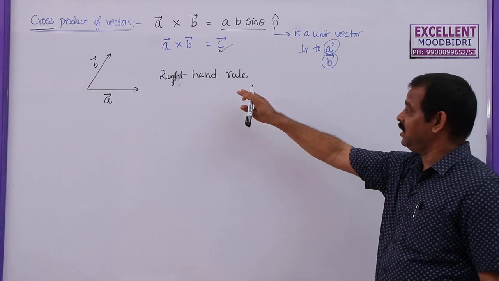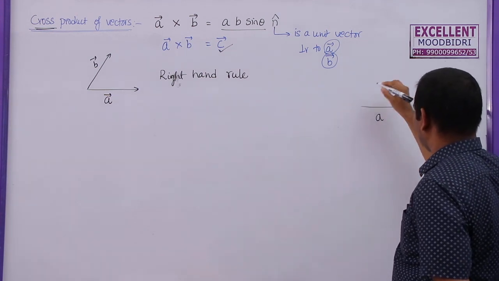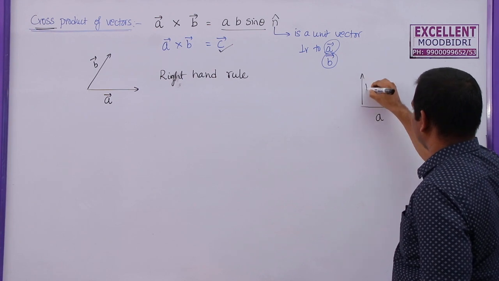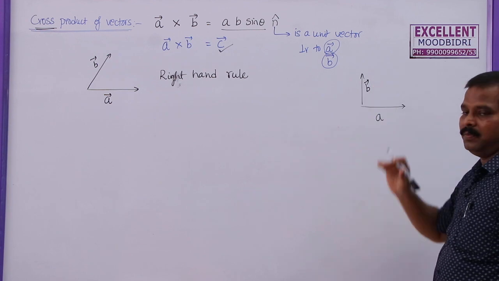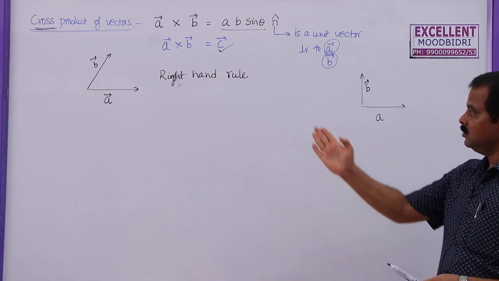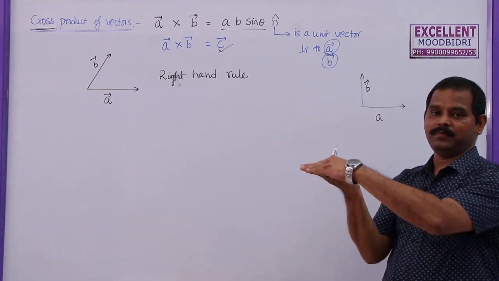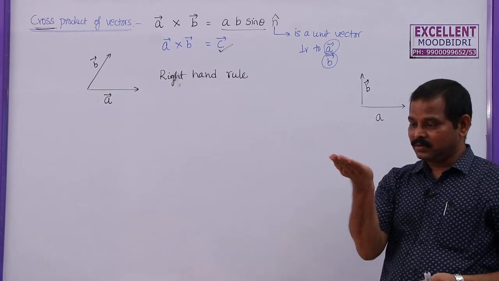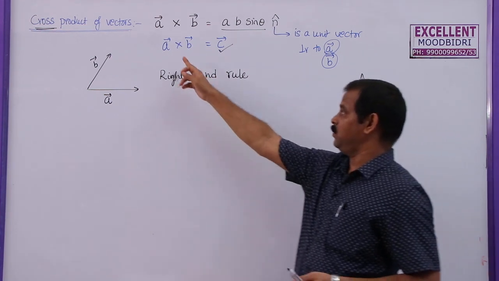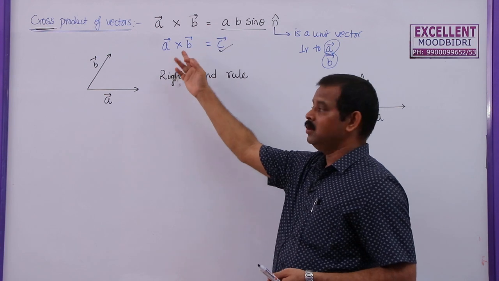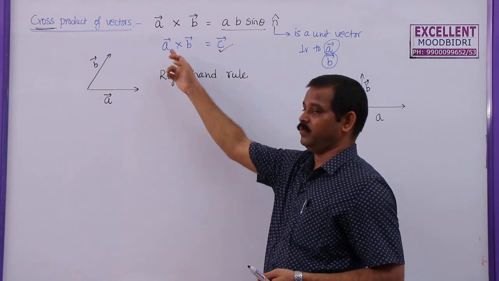What is this right hand rule? Now, this is a vector A bar and this is a vector B bar. If I am multiplying A bar with B bar, I will get a C bar. So this is right hand rule. So take your right hand like this. This is the palm of your right hand. Keep this palm in the direction of the first vector. So here I am multiplying A bar with B bar. So your palm should be in the direction of action of the first vector A bar.